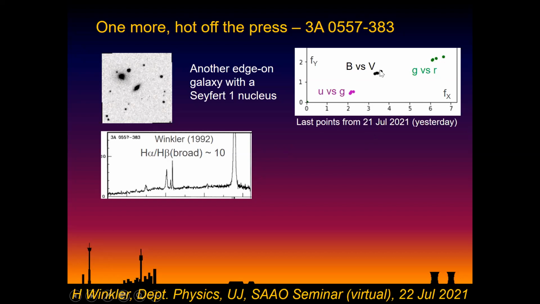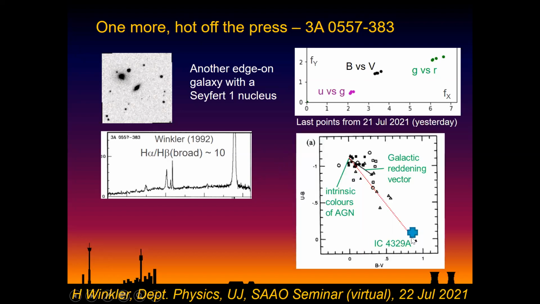So with this, I can try and look at, well, what exactly is the slope here? And how does that compare to the unreddened slope? And if I plot that particular point, it comes right down here as well. So remember the IC4C29A was here. This is a slightly different one, 557 minus 383. So that one too seems to be down here. So both these two seem to be AGN which are reddened by about 0.8 to 1.0 in B minus V. And I'm hoping to get a couple more points. Anyway, with that, I've come to the end of what I wanted to say.